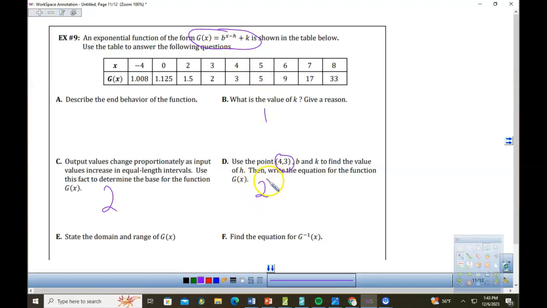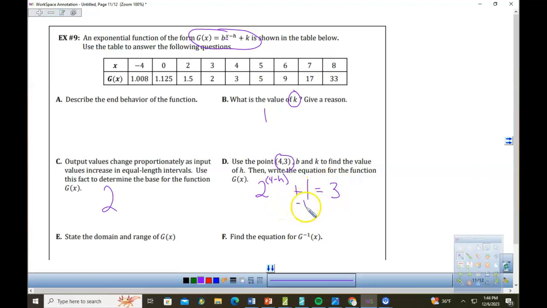So we have 2 to the x minus h. We don't know that. Oh, I can even plug in 4, right? I know my x. X is 4. So 2 to the 4, because that's my x, minus h, which I don't know, plus 1, our k, equals 3. When I plug in x, I get 3.